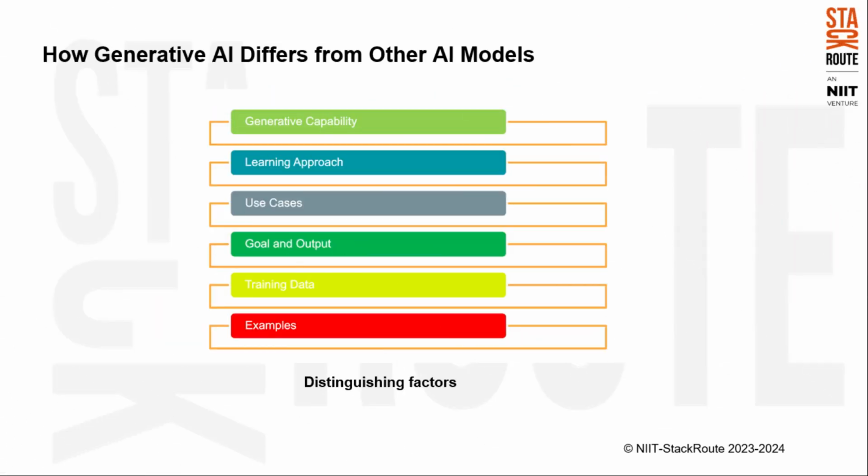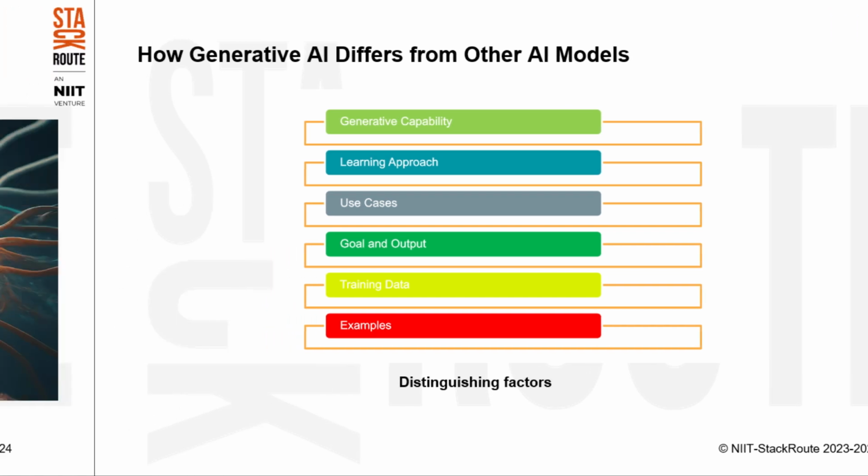Here are some key distinctions between generative AI and discriminative AI. We will discuss the differences based on certain factors such as generative capability, learning approach, use cases, goal and output, training data, and examples. Let's see each one of them one by one.